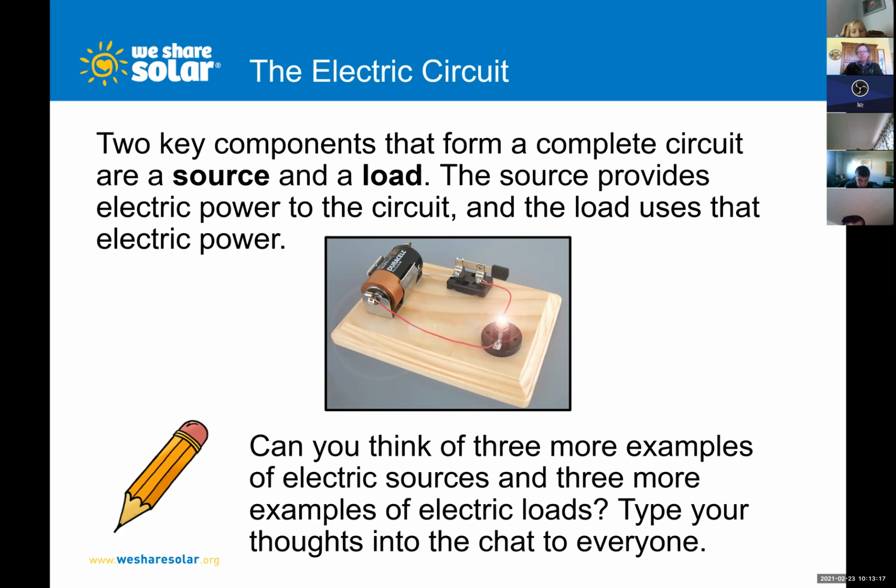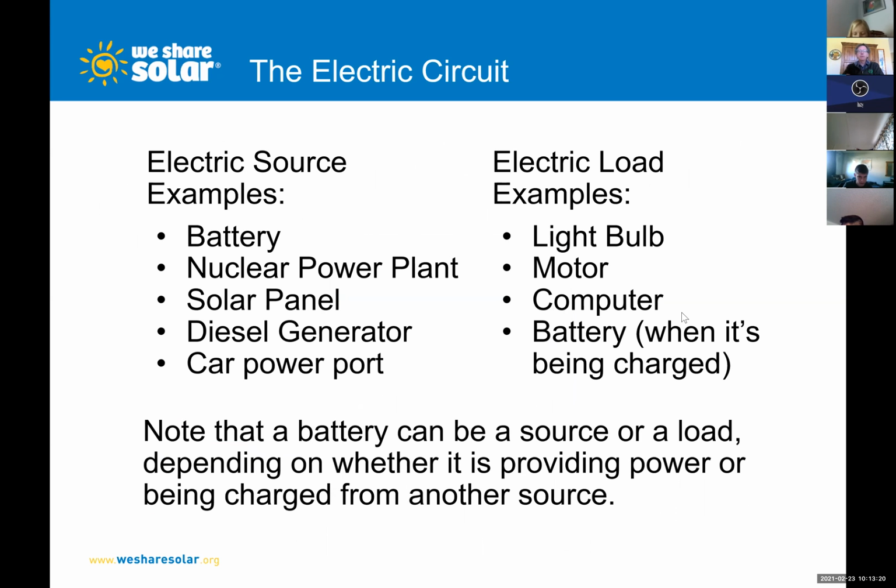Okay, so this slide deck has a couple of answers. Electric source examples: battery, nuclear power plant, solar panel, diesel generator. I put on here a car power port, the car charger port, where you plug in a USB adapter and charge your phone when you're in the car. Load examples: light bulb, motor, computer, all those things we said already. I wanted to point out here that the battery can be both. It can be a source in a circuit, and it also can be a load.